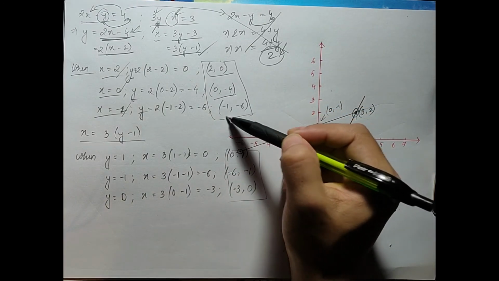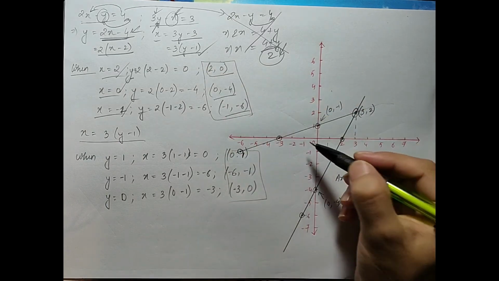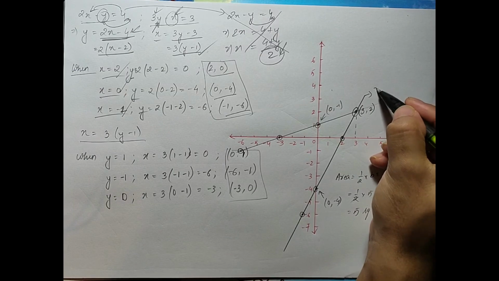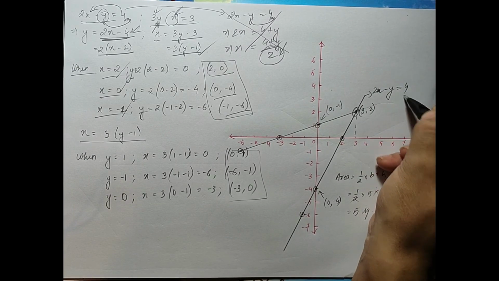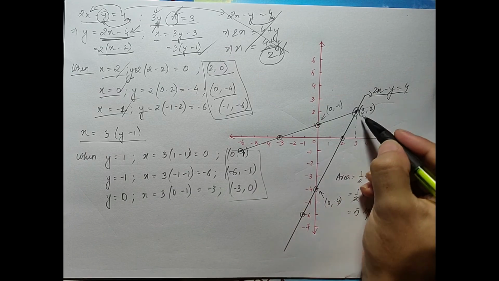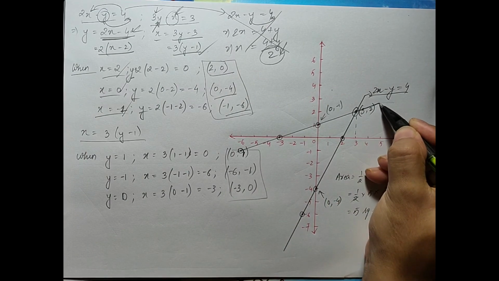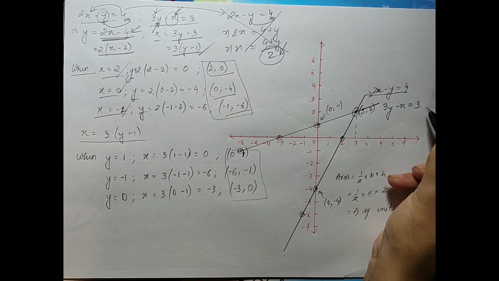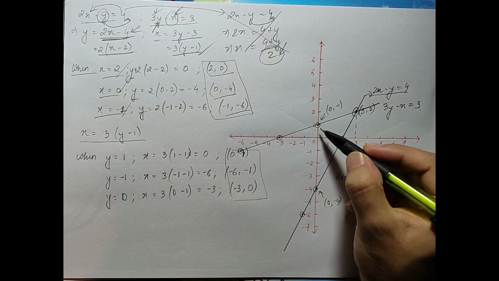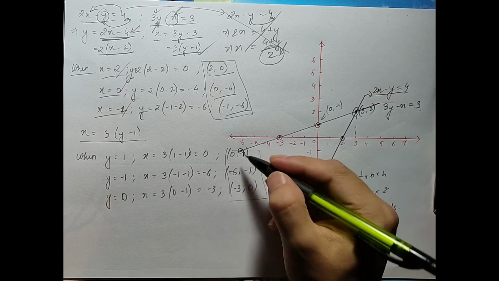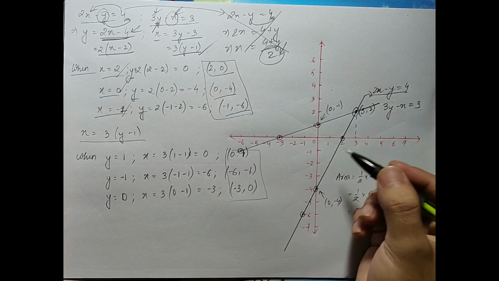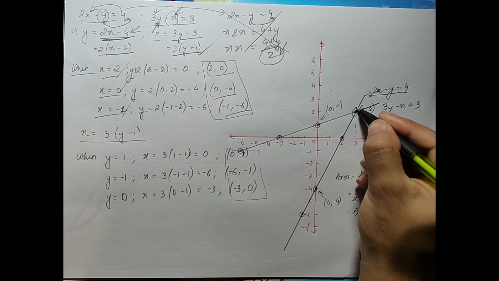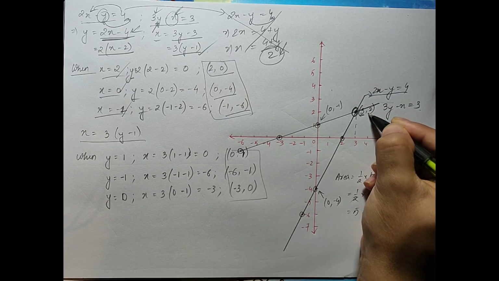So plotting this point, we get 2 comma 0, so we get this line. Now this line is 2x minus y is equal to 4. We'll have to write down the equation for this line, whereas this line is 3y minus x is equal to 3. So this is the line that we get. So the question asked, where do these lines intersect? So definitely we can see that the lines intersect here, that is 3 comma 2.